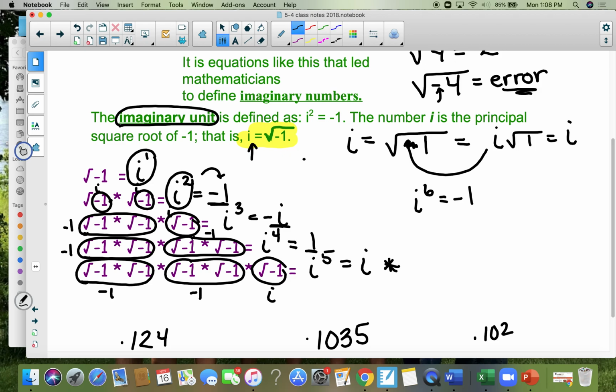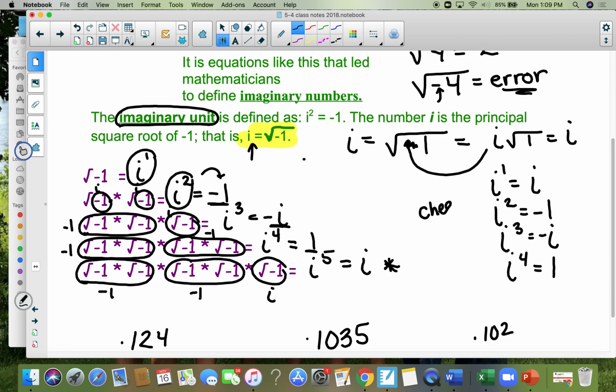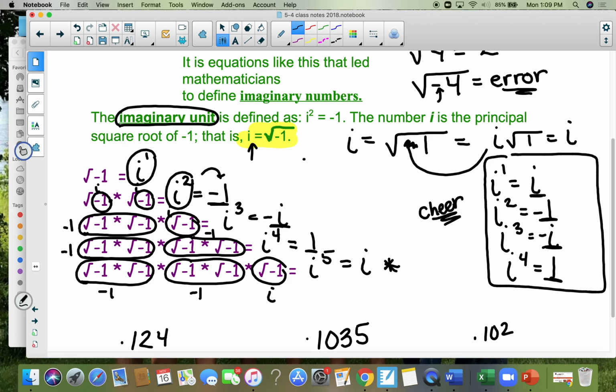So this is what older kids have memorized for imaginary numbers. i to the first is equal to i, i to the second is equal to a negative 1, i to the third is equal to a negative i, and i to the fourth is equal to 1. And here's the little cheer that they learned: i, negative 1, negative i, 1, with the negatives in the middle. So if you remember this, you will do well.